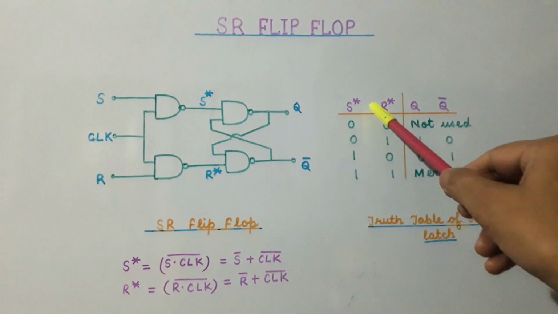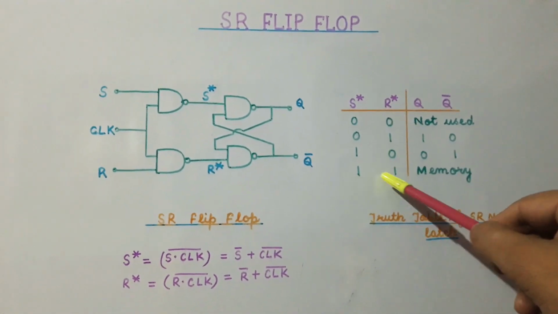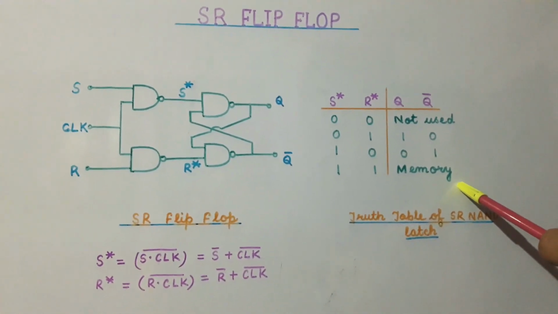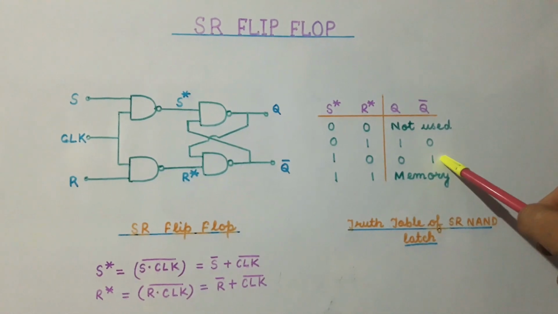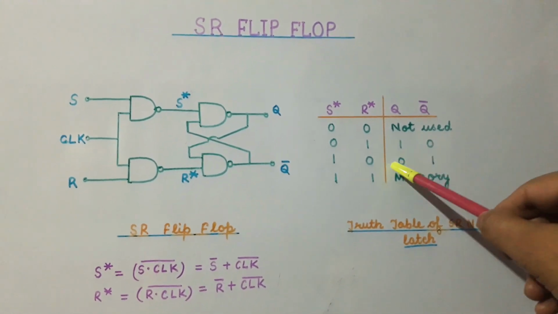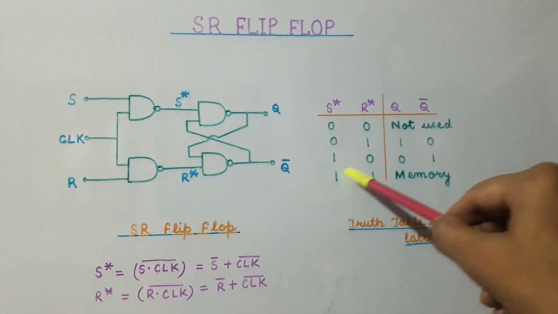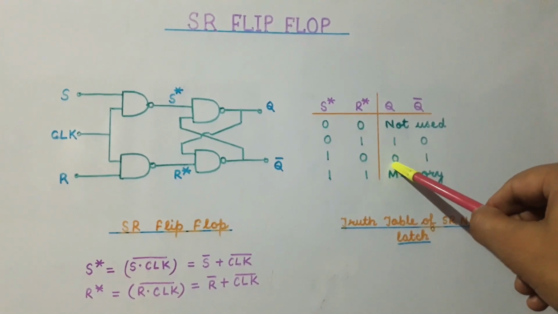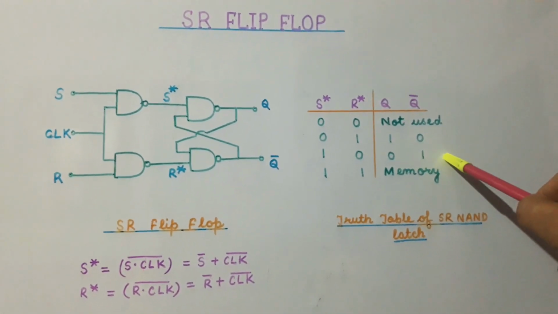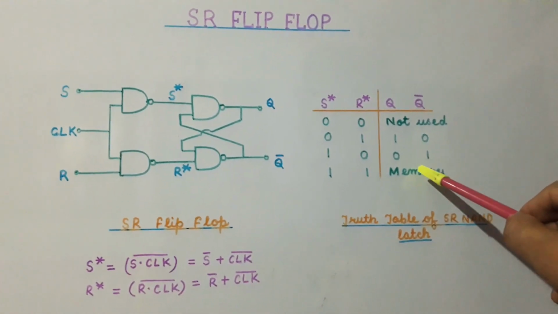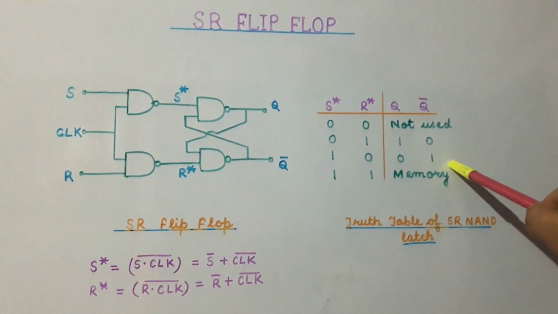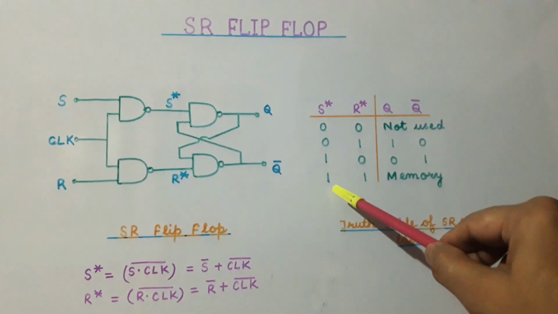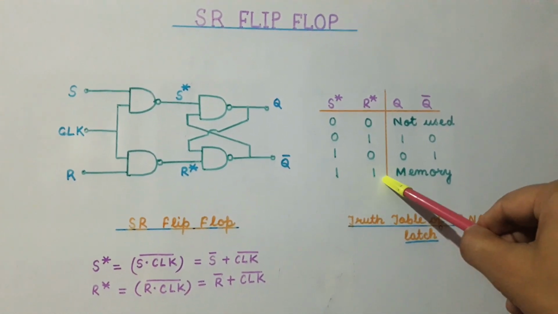We also see that when the value of S star and R star are both equal to 1, then we are having the memory. For example, if the output was 0, 1 in the previous case, and if we give the inputs S star and R star equal to 1, then 0, 1 is being stored again. That is, we are again having the memory. The memory means that whatever the previous value was there is being stored again when the value of the inputs S and R are 1.